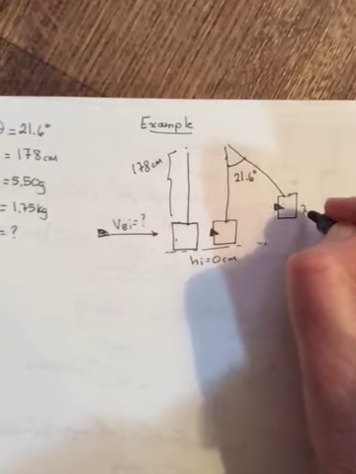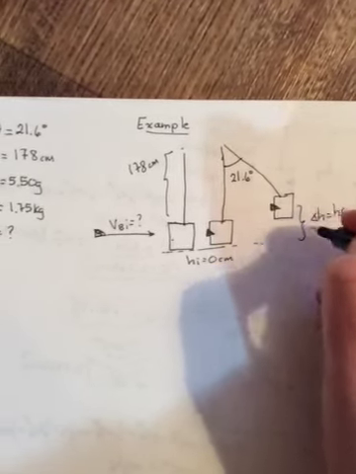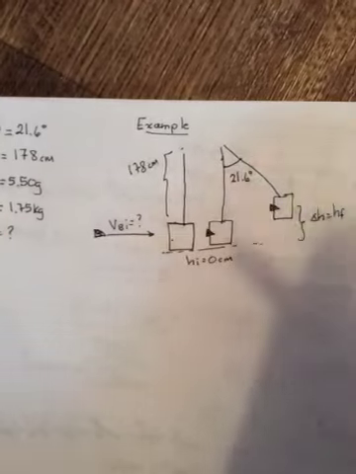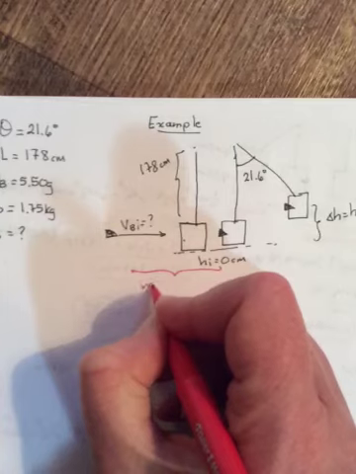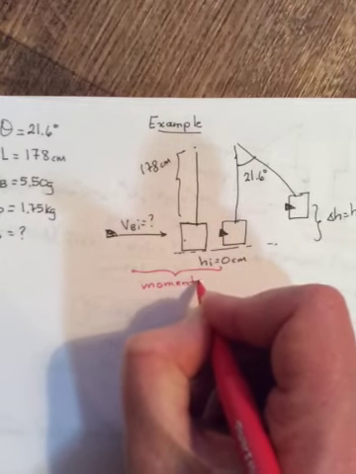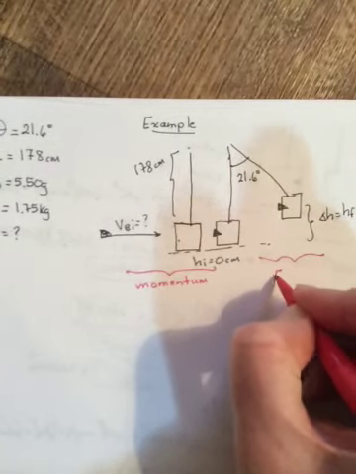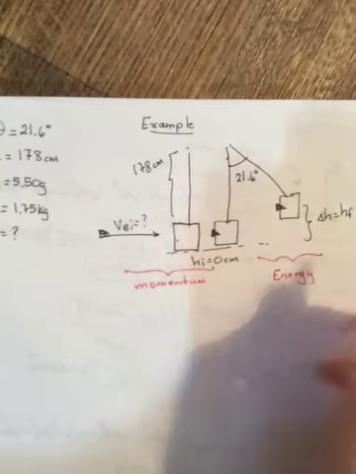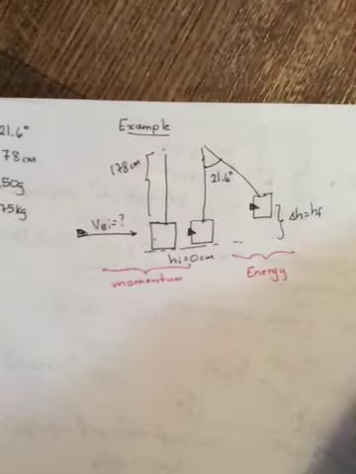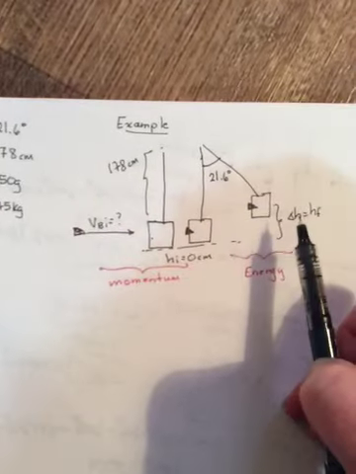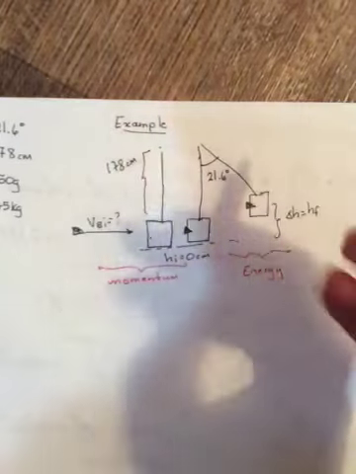And so its change in height will really be its HF, which is what we want when we do the energy piece. Now, before I get ahead of myself, there'll be two parts. There'll be the collision, which is momentum, and then there'll be the swinging up part, which will be energy. Okay? But before we can do that, we don't know VI of the bullet, and we don't know how high up it swung.